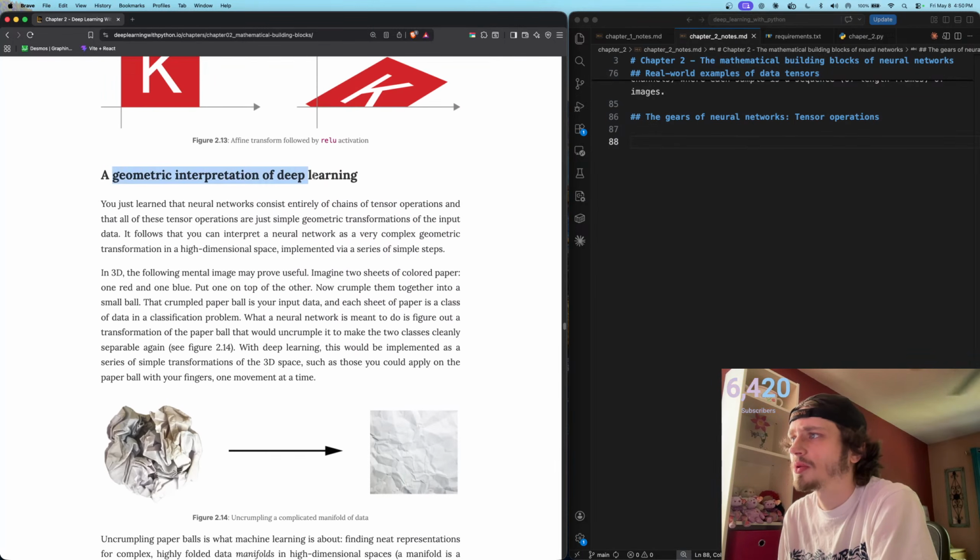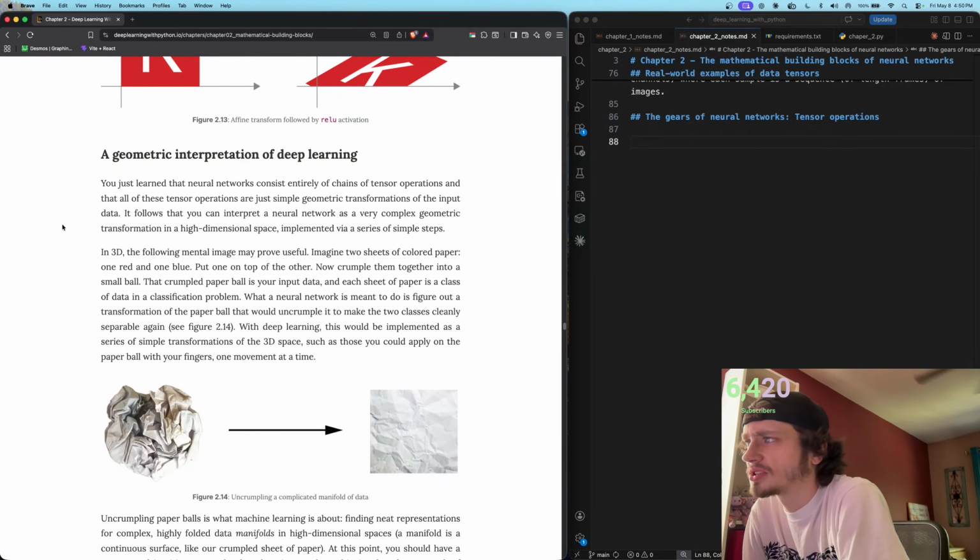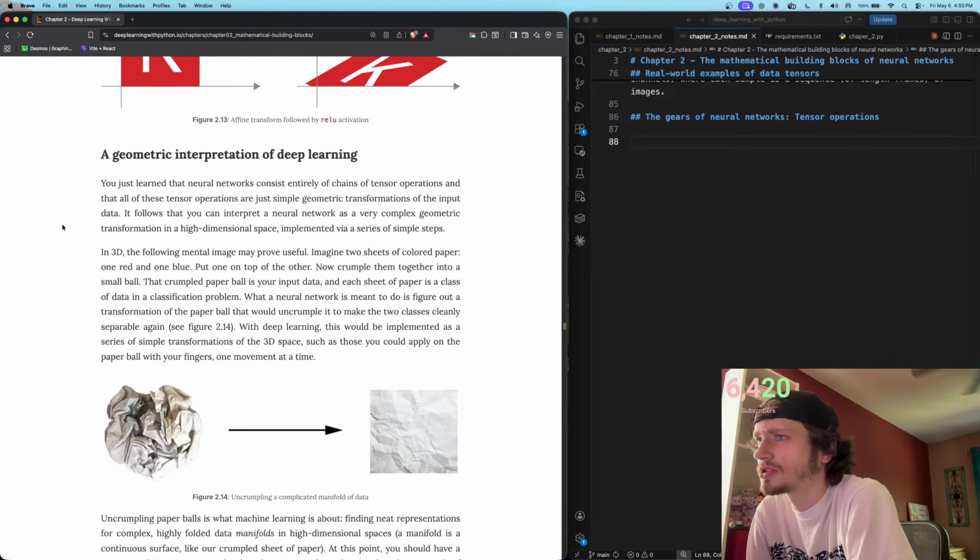A geometric interpretation of deep learning. You just learned that neural networks consist entirely of chains of tensor operations.